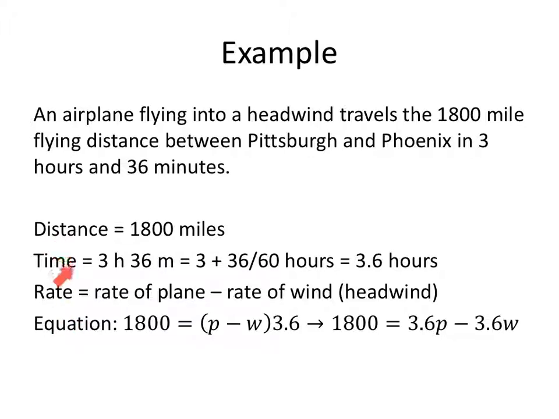I know distance, time, my rate. Since I'm going into a headwind, the wind is blowing against my plane. Wind blowing against my cool little airplane here. Alright, so it's slowing it down, and I will have 1800 equals P minus W, distance equals rate times time, and I distributed that. So 1800 equals 3.6 P minus 3.6 W.